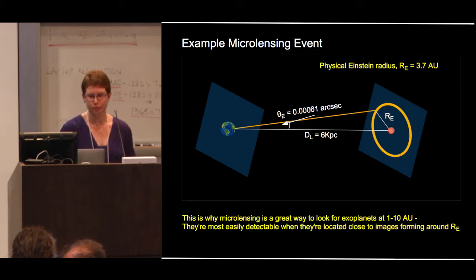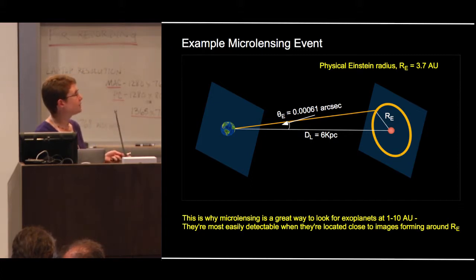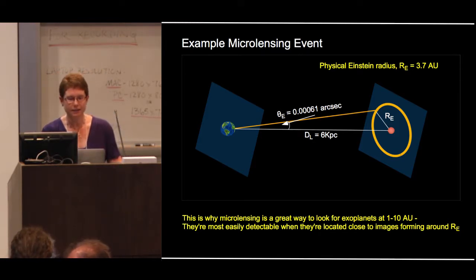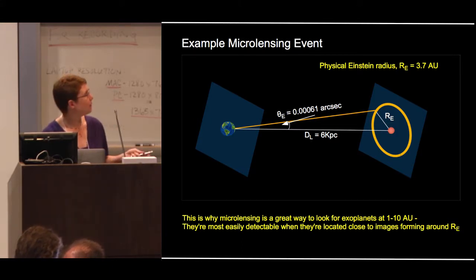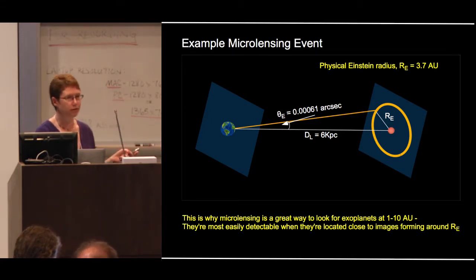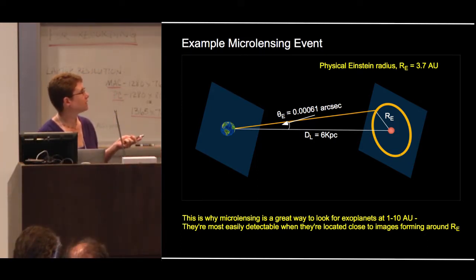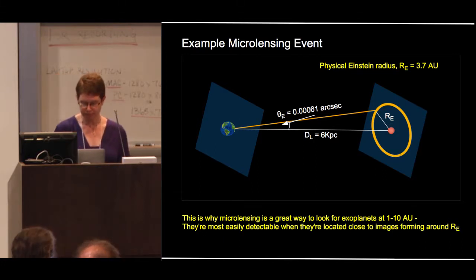If we compute, using the distance of the lens, the Einstein radius as a physical radius instead of an angular one, we can see that a typical Einstein radius is around 3 to 4 AU. That's why microlensing is particularly sensitive to planets that are between 1 to 10 AU, exactly in that region where we're missing a sensitivity gap. Because we detect planetary anomalies if the planet happens to lie close to one of the images and the images form close to that ring, then we are most sensitive to planets that are around that kind of radius.